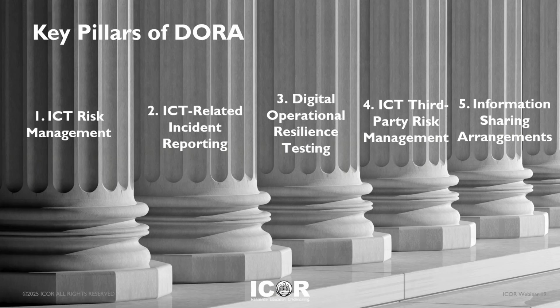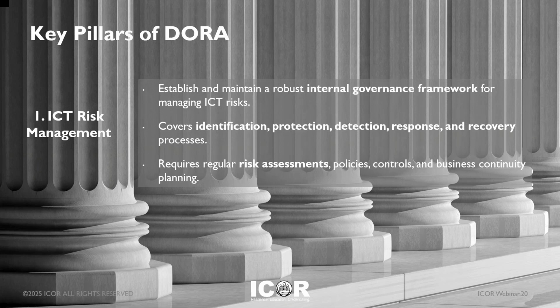You should identify a POC from your organization, from the crisis communication team, who would be mature enough to communicate to the regulators in case of bad events, unforeseen events. And ICT risk management: establish and maintain a robust internal governance framework for managing ICT risk. It also covers identification, protection, detection, response, and recovery processes, and requires regular risk assessments, policies, controls, and business continuity planning. You can also adopt from your pre-existing ISMS and BCMS in case you have recent evidence to disclose.